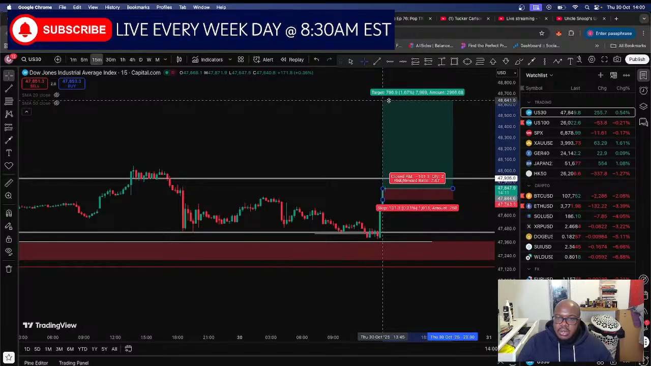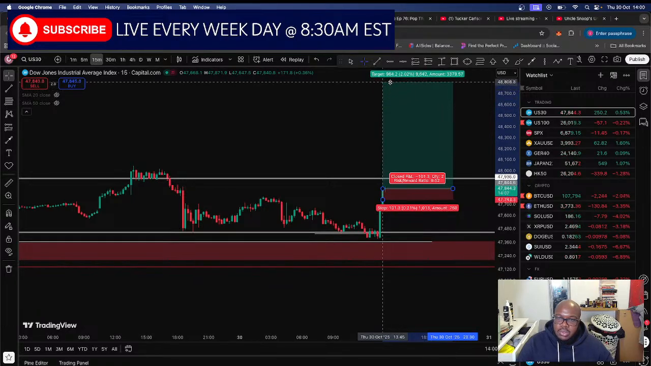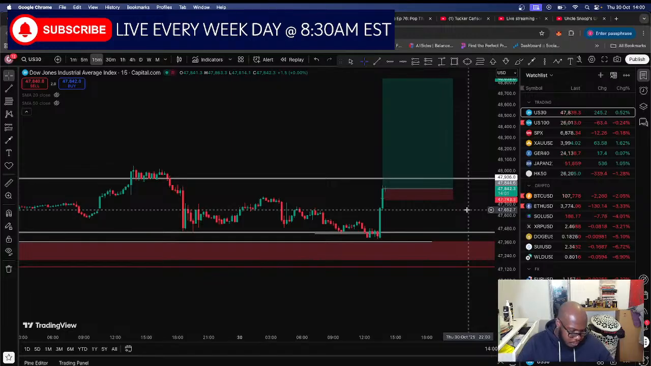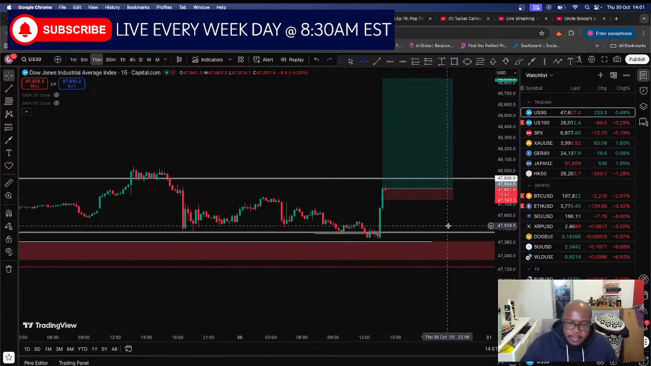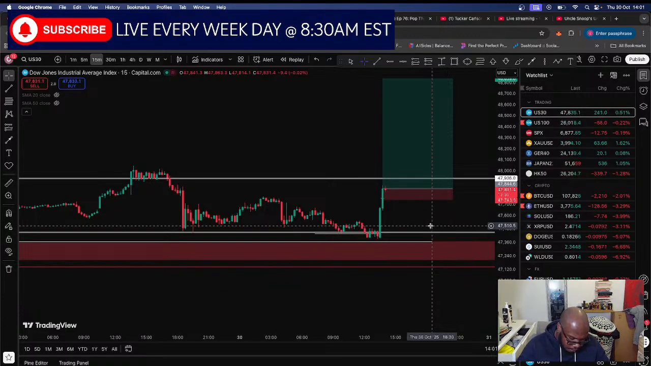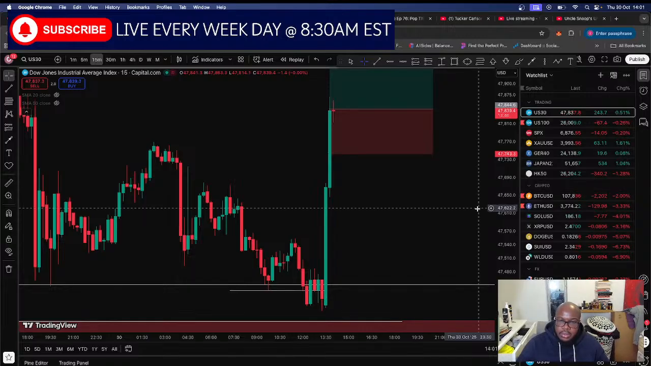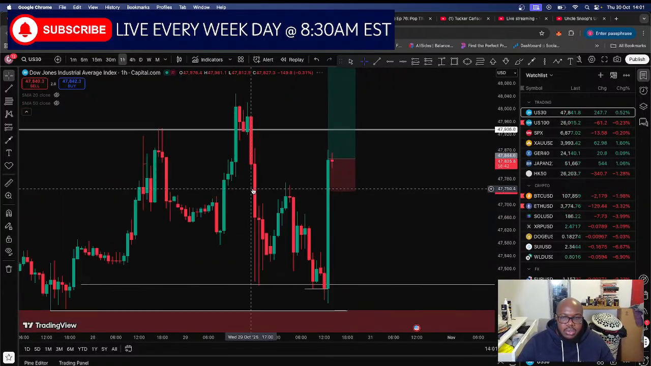we'll go for 10, but I will take off partials. I think we're going to see a massive close to the week. We'll keep watching this. This is the setup for the day. Unfortunately, we missed most of the move, but there's not really much we can do.